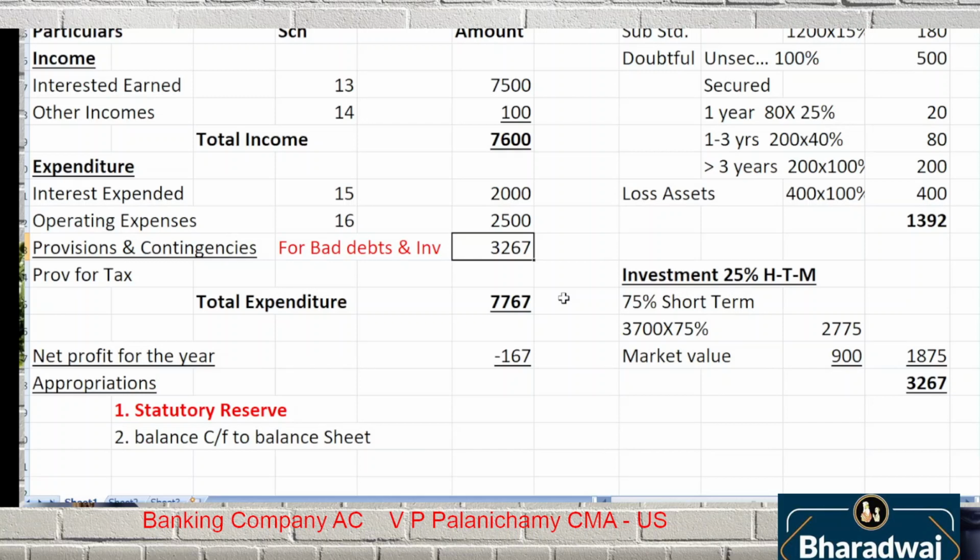Pause and copy this, then we will proceed. It's a fantastic question for about 6 to 8 marks in the exam. 6 marks to 8 marks, it's a very good question, especially for learning about this investment.